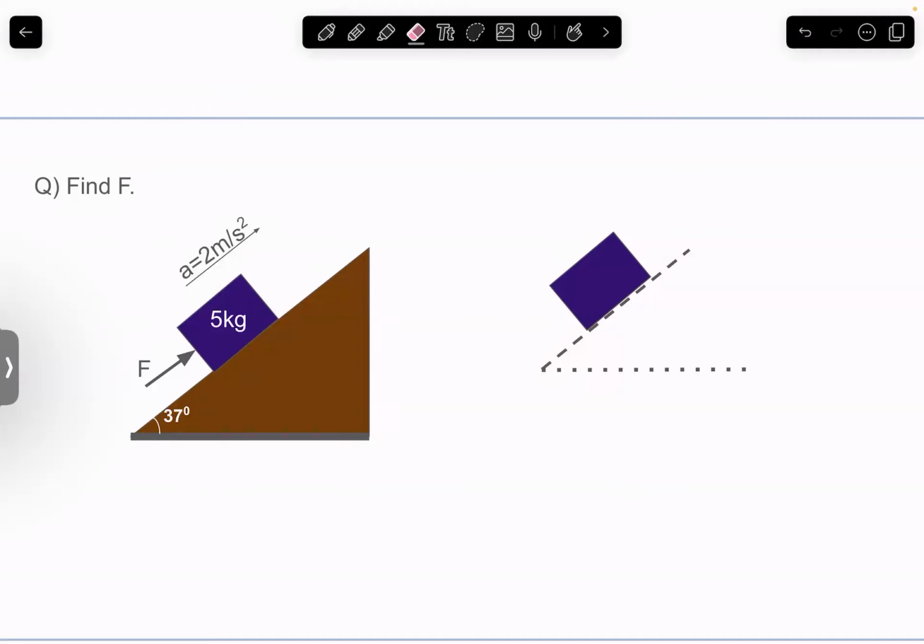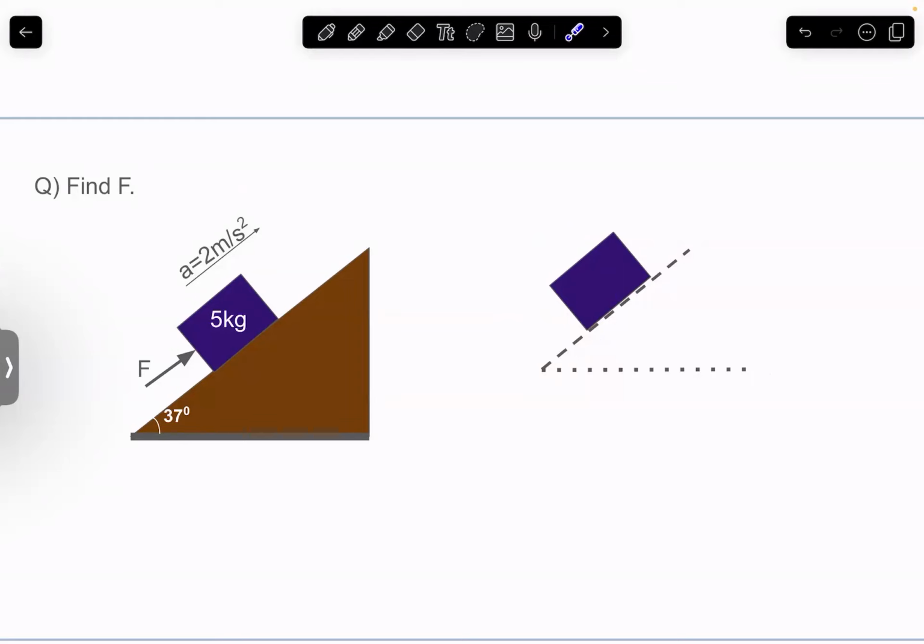This is a 5 kilogram block on an inclined plane at an angle of 37 degrees. It is given that this block is moving upwards with an acceleration of 2 meters per second squared. We have to find the force acting on this block. For this, we first have to make a free body diagram. You can see that this is the free body diagram of the block, and we have to draw the forces acting on it.